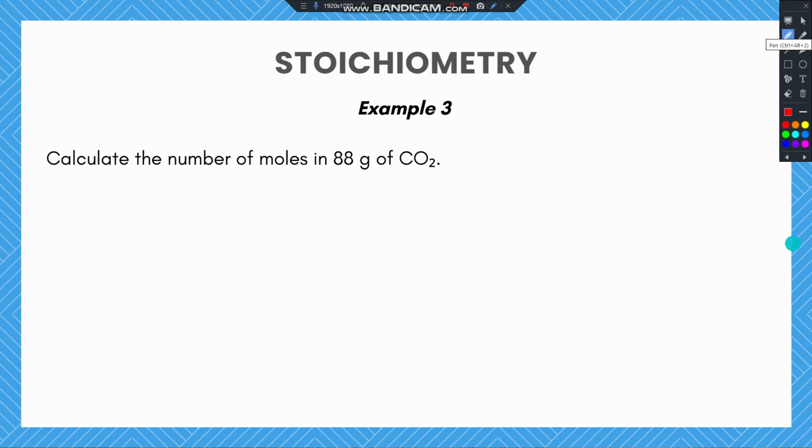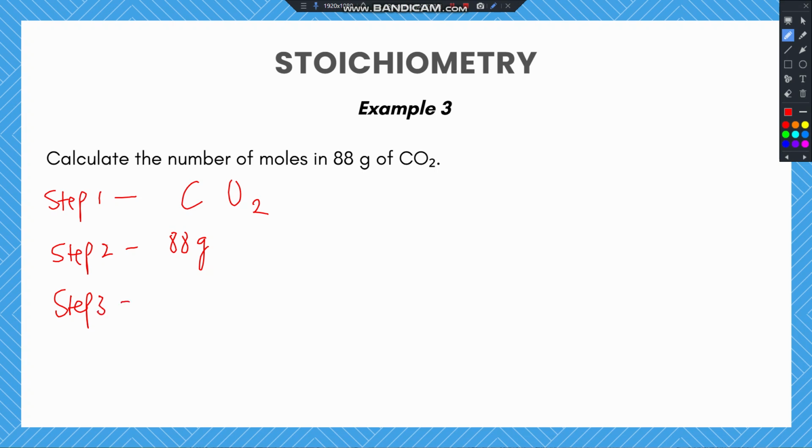Thirdly, we have a question on the screen that says, calculate the number of moles in 88 grams of CO2. Well, step number 1, the formula, we have CO2. Step number 2, identify what's given. We have 88 grams of CO2. Step number 3, calculate the molar mass. We've already calculated the molar mass of CO2 in the previous question to be 44 grams per mole.